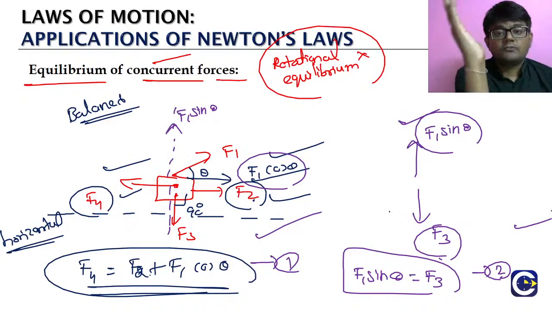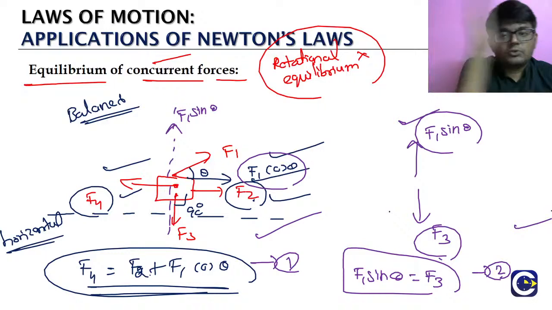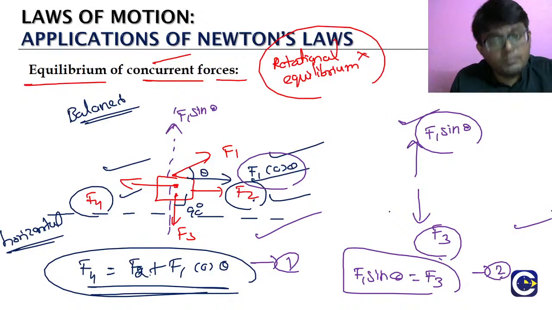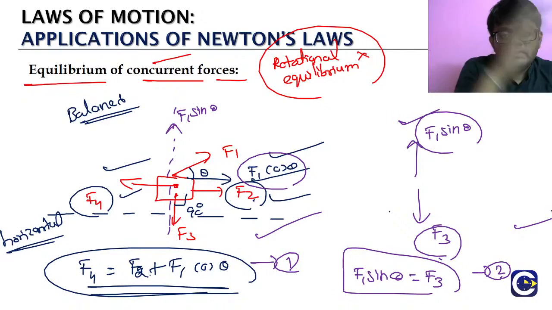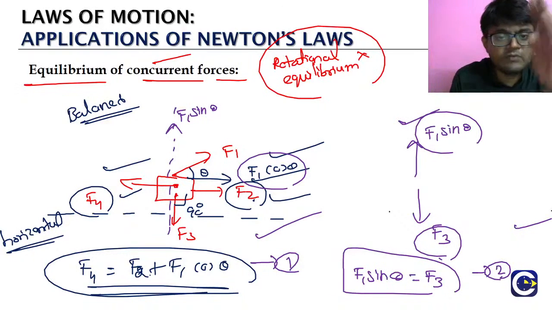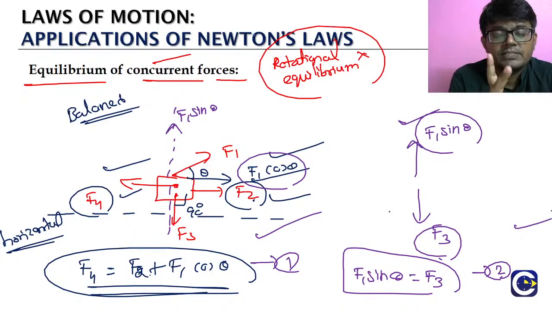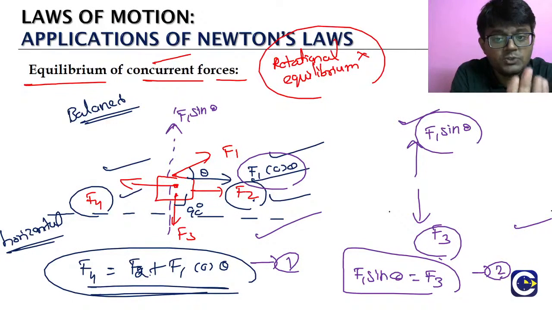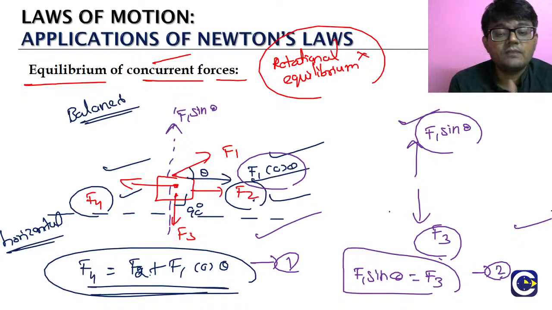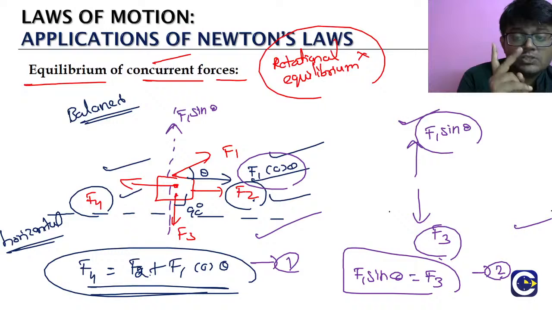Why? The force F1, when you resolve it, we'll resolve it into two components only. The horizontal component is F1 cos theta, and the vertical component is F1 sin theta. So we can apply the balancing of forces condition in only two directions on any object, because we are assuming the forces to be in the 2D plane.